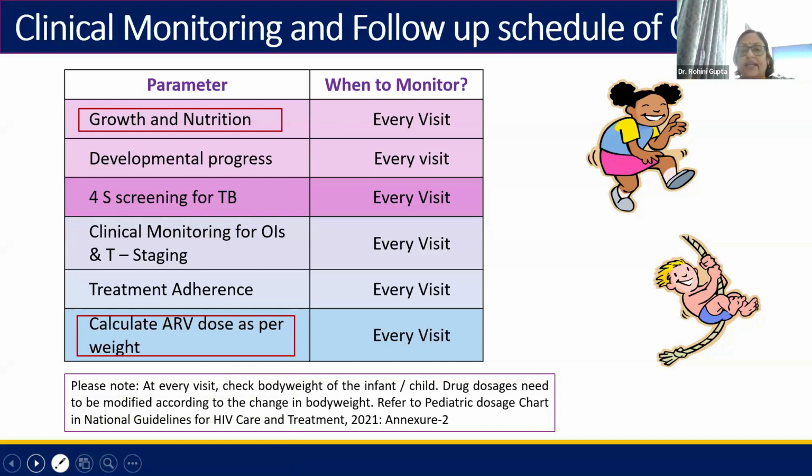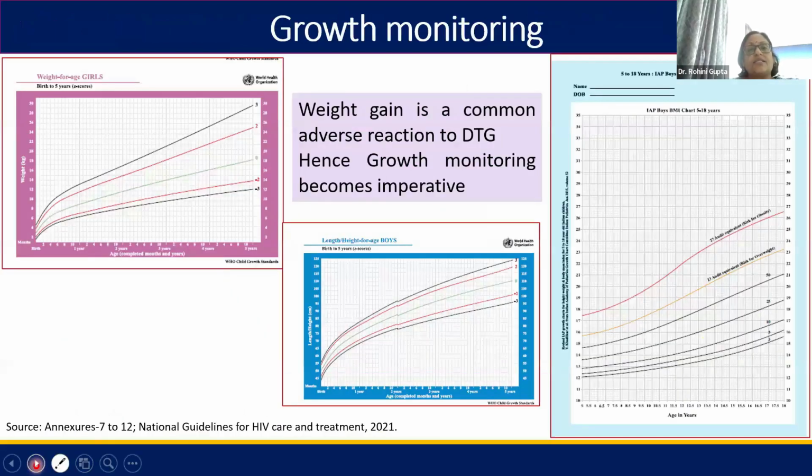If the child goes beyond 20 kgs, between 20 to 30 kgs, we would not be giving pediatric DTG. We would be shifting this child to DTG 50 milligrams. So this is important that we need to calculate the ARV dose as per weight and maybe shift the child from pediatric DTG to DTG 50 milligrams once the child goes beyond 20 kgs. The last slide, I think, is this, that weight gain is a very common adverse reaction to DTG. Hence, growth monitoring becomes imperative.